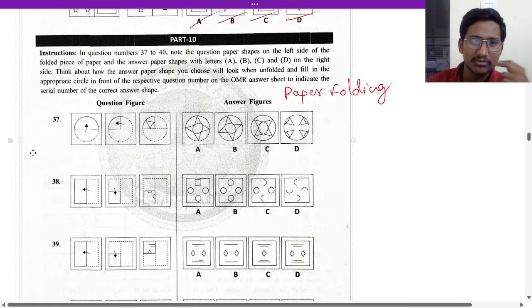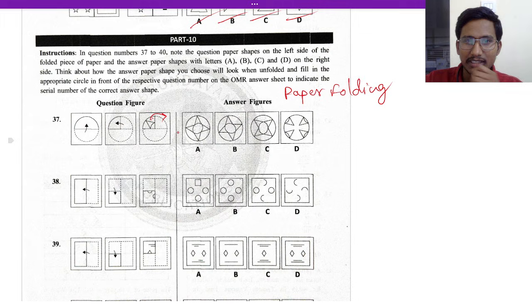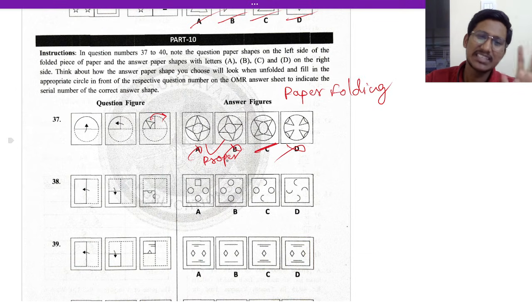Now 37, so if you fold it and open it, it will come here. So if you open it, it will come here. So that answer will come as option C. Answer will come as option C here, because if you see, these are not proper. Okay, A and B are not proper. So D is not possible. So C is the only answer.